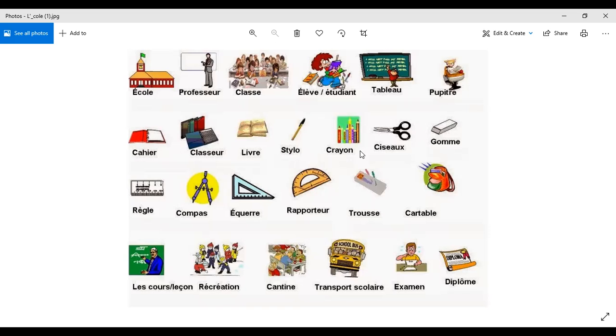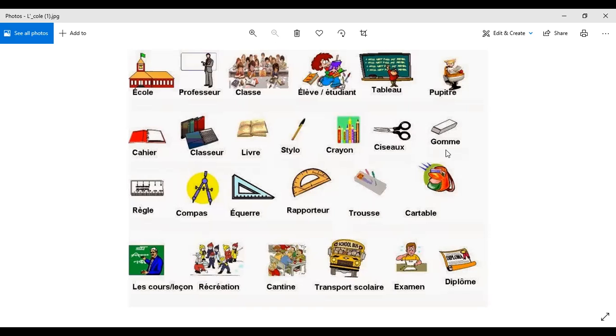Well done. Now comes crayon. Say it with me, crayon. These are pencils. Ciseaux, scissors. Gomme. Well done. This means eraser.